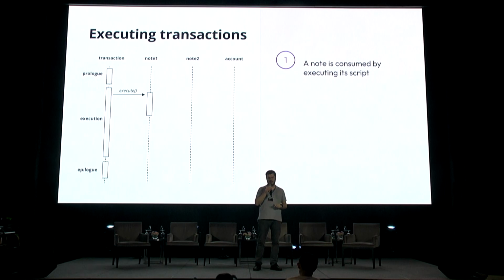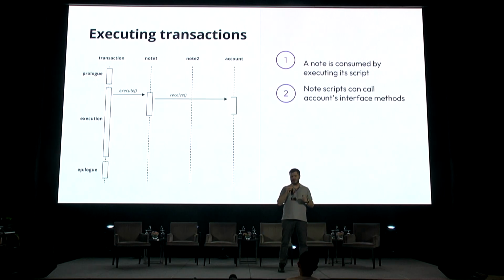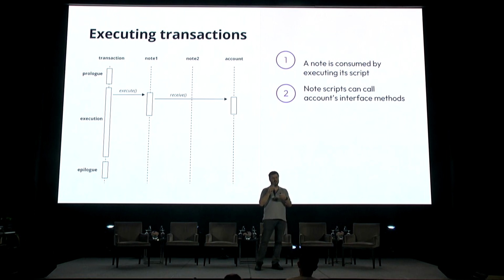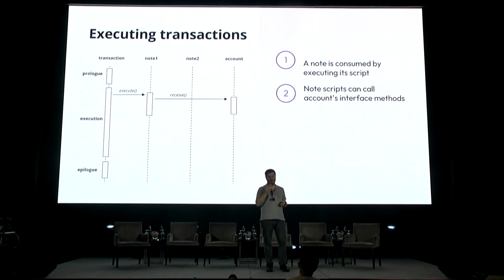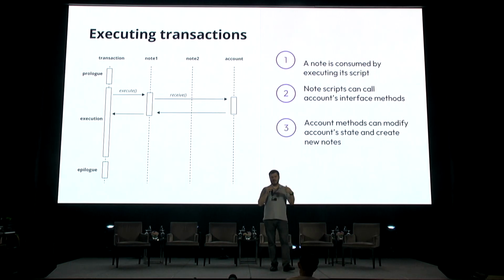And then the execution step is going to call execute on the node script. And the node script is going to call some interface method on the account. And this interface method would perform whatever is defined in the account. So in this case, it could say receive and pass assets that it has in the node into this account. And then the account is going to do some work based on that. It can modify its own state, it can create new nodes, it can do a bunch of things, but it is defined within the account what this interface method will do, and then it returns.